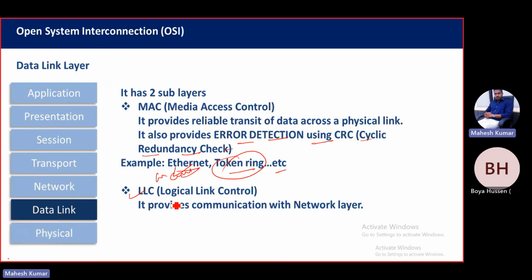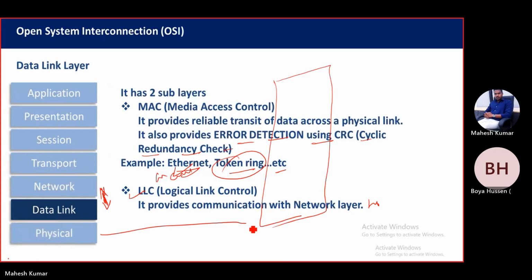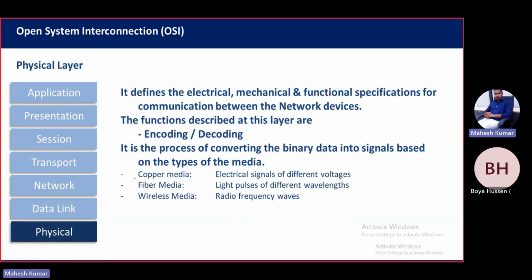Okay, LLC, logical link control, provides communication with the network layer, because the communication is between the network layer on this side and the MAC on this side. Then after that, the physical layer. Once the data comes to the physical layer via cable, it comes to the other PC, which will again do the same process to receive the data. Got it? Yes.